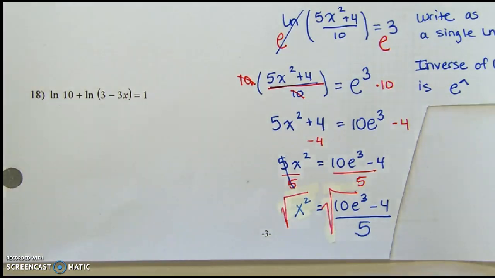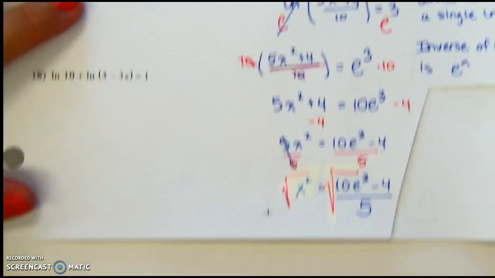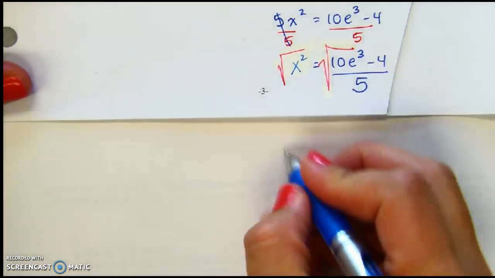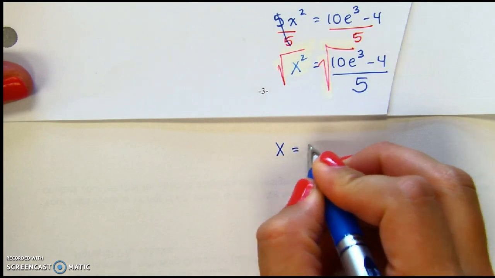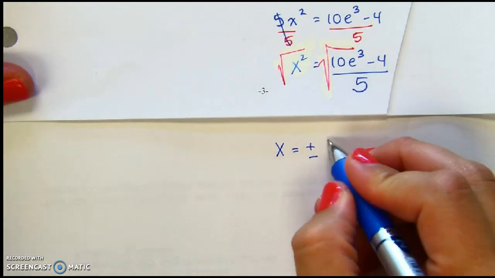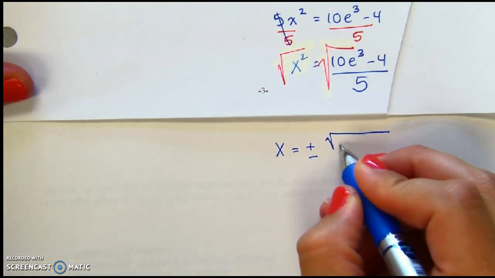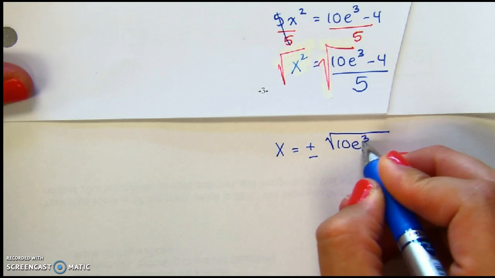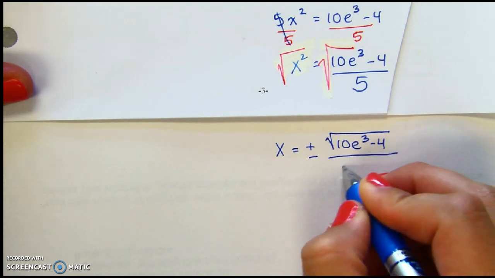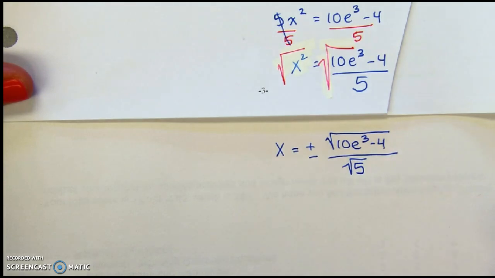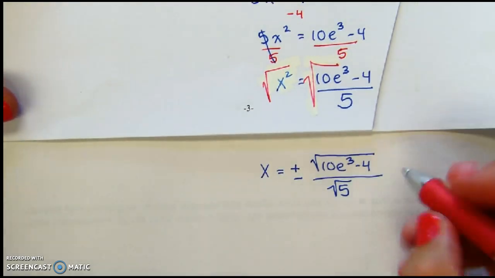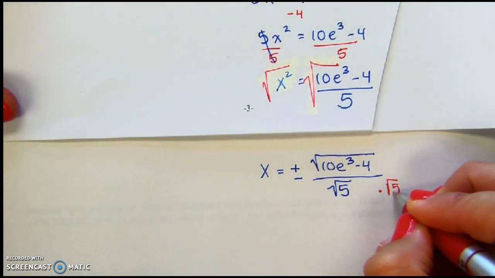Okay, so we took the square root of both sides, and I had to get another piece of paper. It's going to be x equals plus or minus. How do you take a square root of a fraction? You do the square root of the numerator over the square root of the denominator. And then we're going to rationalize the denominator.